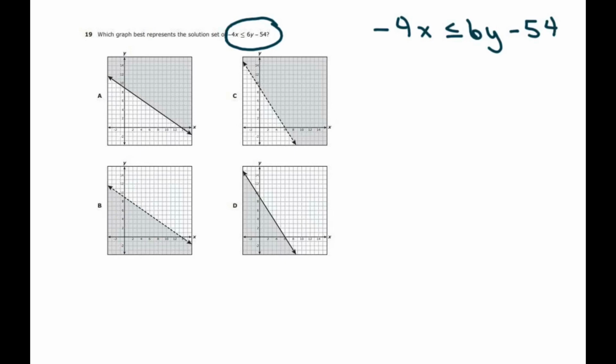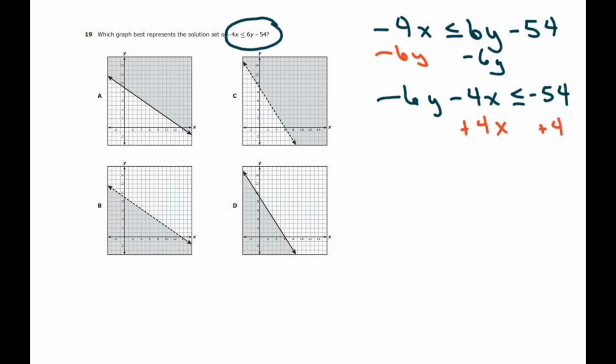To solve for y, I'm going to subtract 6y from both sides. So you get negative 6y minus 4x is less than or equal to negative 54. Alright, so I subtracted 6y. Now I'm going to add 4x to both sides. So when you do that, you get negative 6y, that's going to cancel, is less than or equal to 4x minus 54.